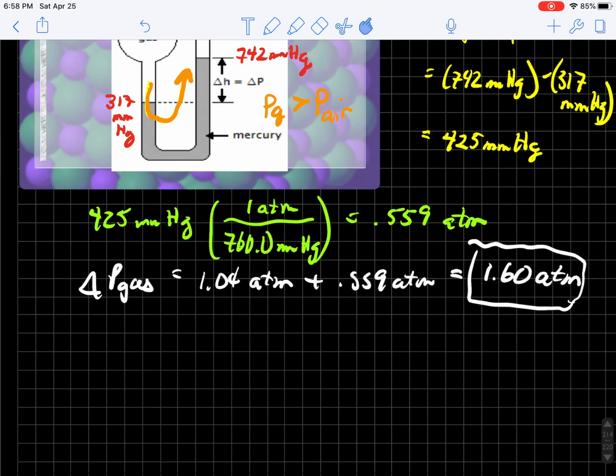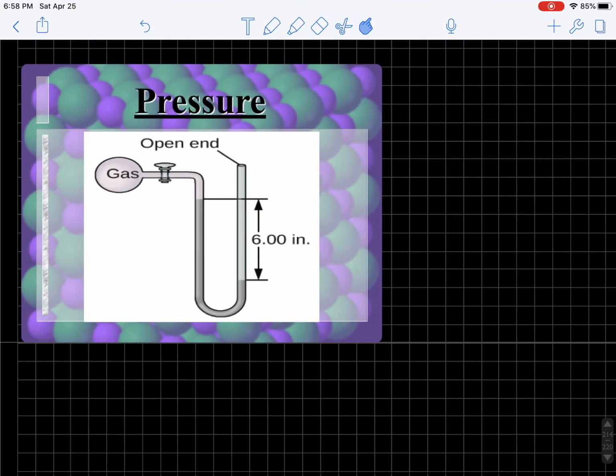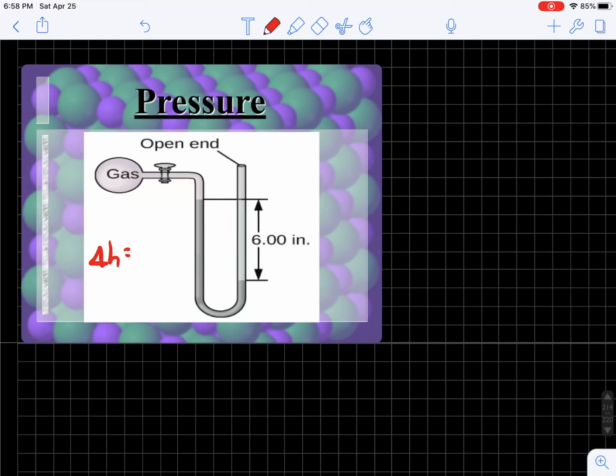Okay. Now let's try another one. All right, they got it in inches, so let's convert that to millimeters first. You don't have to do this at the AP level. They're giving us delta H here, and they're saying that delta H is equal to 6 inches, so I'm going to go ahead and convert that. So 6 inches, and there's 2.54 centimeters in an inch, so that gives me 15.24 centimeters, so that gives me 152 millimeters of mercury. Again, that would be given to you. I wouldn't ask you to convert from inches to millimeters of mercury.